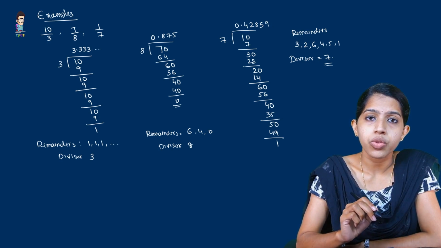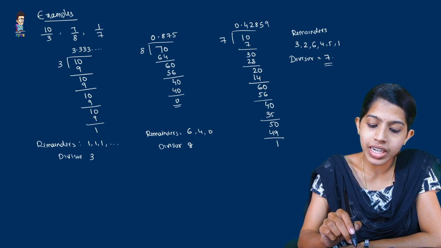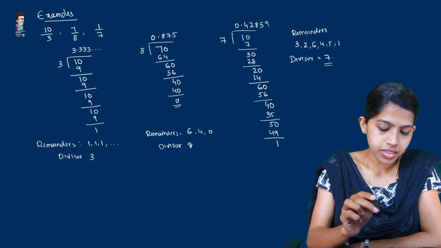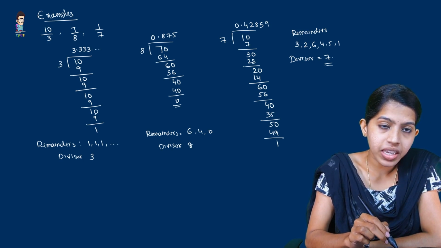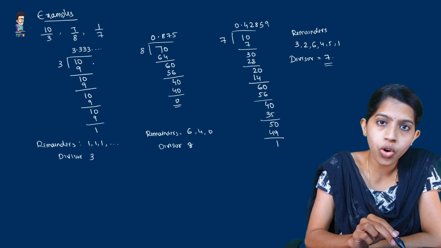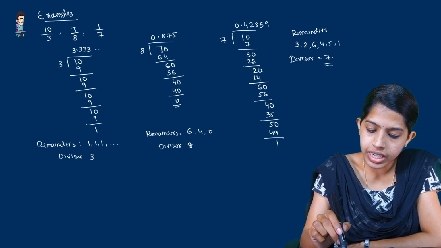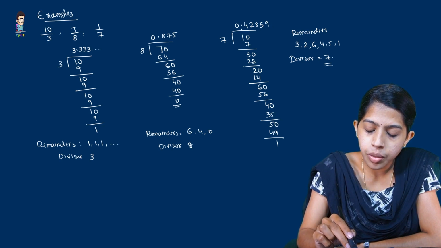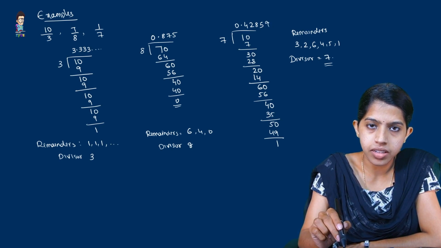And thirdly, you can observe that if the remainders repeat, we will get a repeating block of entries in the quotient. That is, in the first example, the remainder 1 repeats again and again, and look at the quotient, here 3 repeats. And in the third example, if you continue the division, we will get a repeating block, that is 1, 4, 2, 8, 5, 7 again and again.